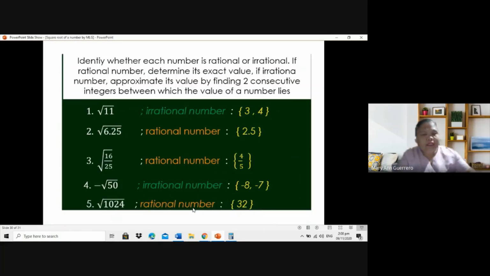Okay, meron pa pala isa. Okay, so square root of 1024 is rational, and that is 30.